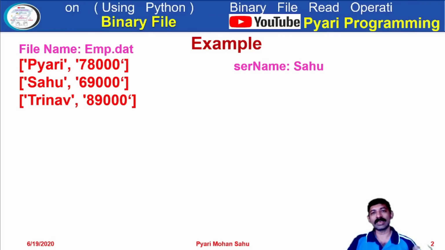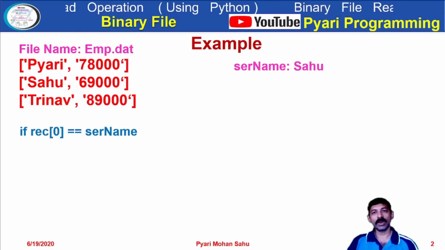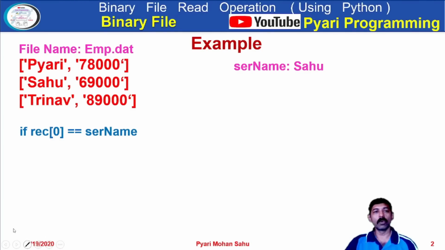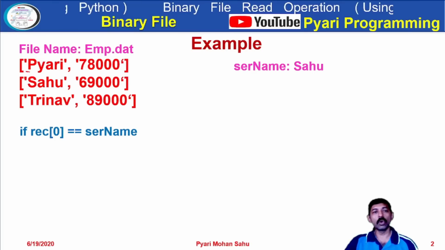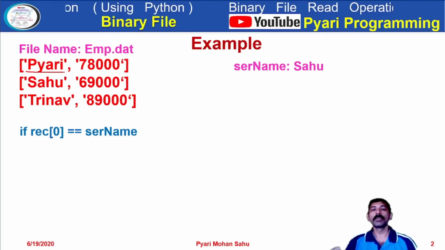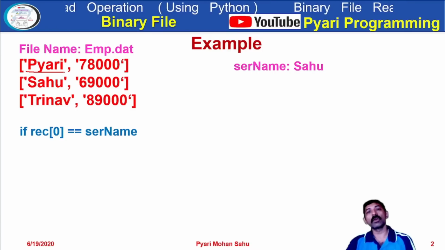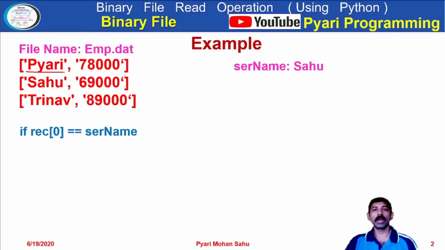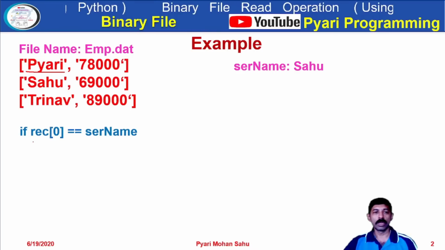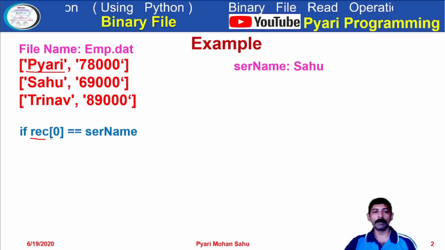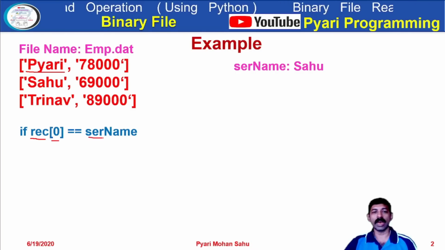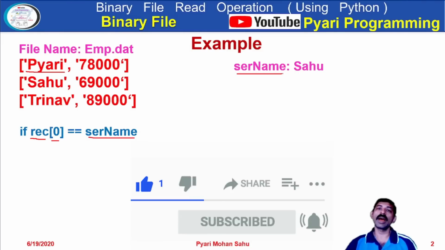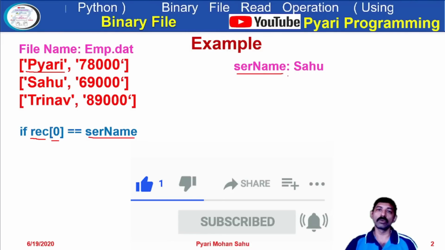So what I will do is extract each record from the file, and after extracting the record, since it is in the form of a list, I am going to extract the 0th position of the list. As we know, a list stores data by index position. Each element is referred to by an index position, starting from 0. So the employee name will be stored at position 0. Suppose the list name is REC. I am saying REC[0] == SCRNAME, where SCRNAME is the variable in which the user has entered the name which I want to search.